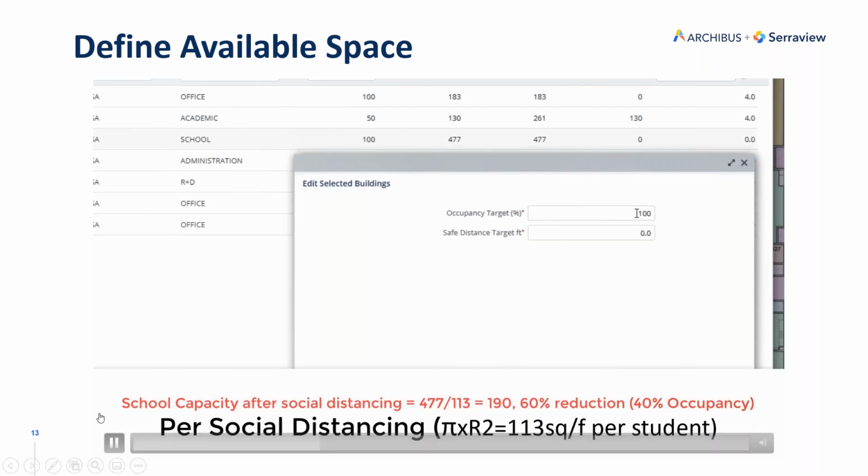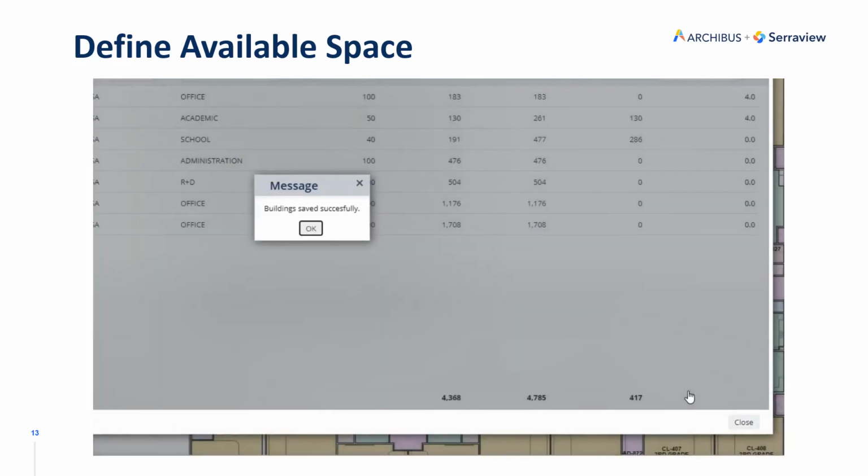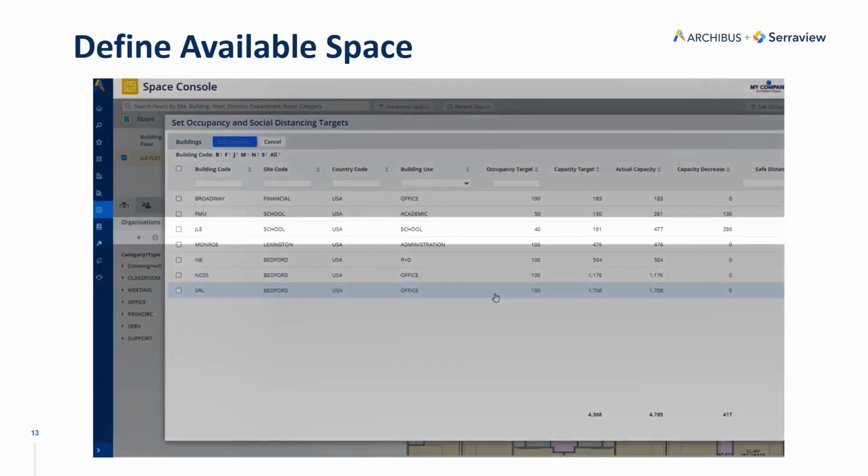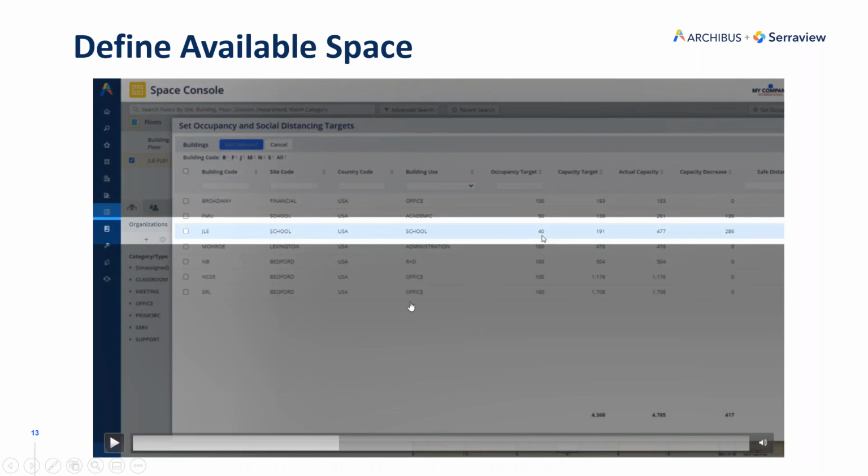So what Archibus will allow me to do here is to set that occupancy reduction by floor. And once I do that, I can see the exact number, right? You can see that right now I have 191 students and still 286 students that need to be accommodated somehow.